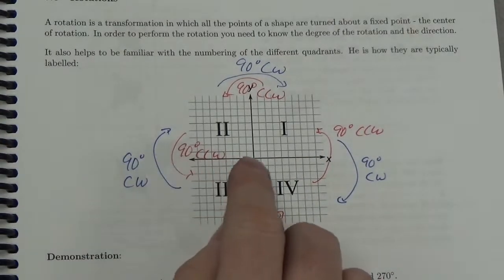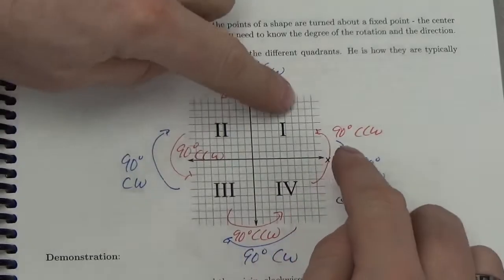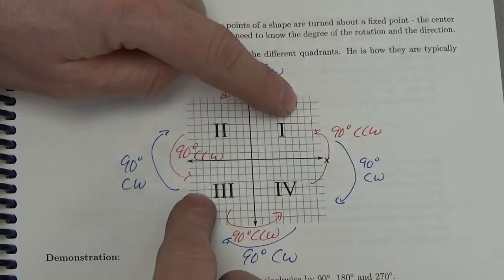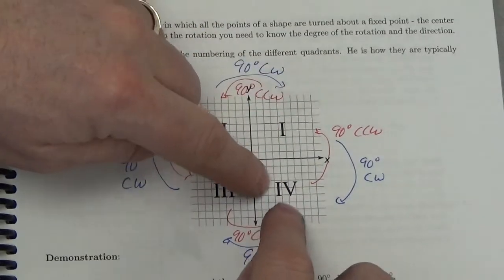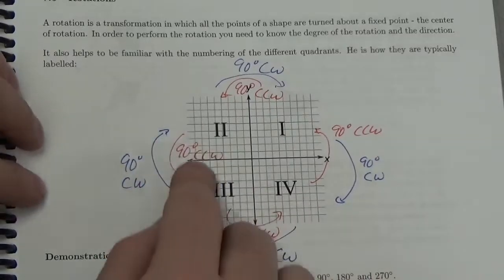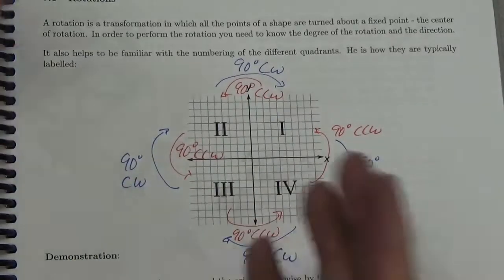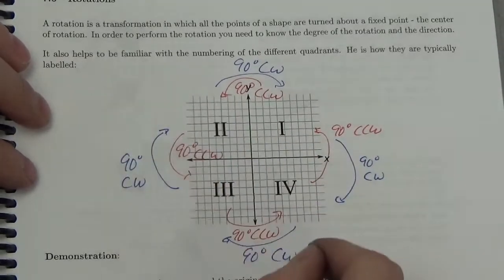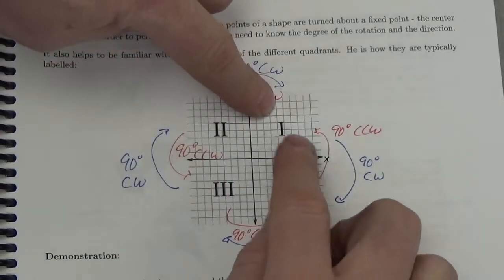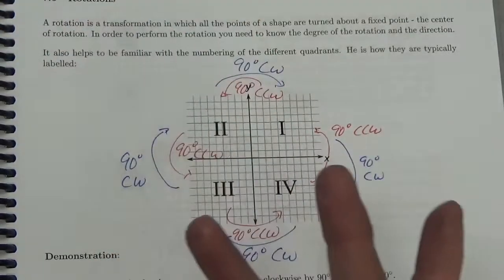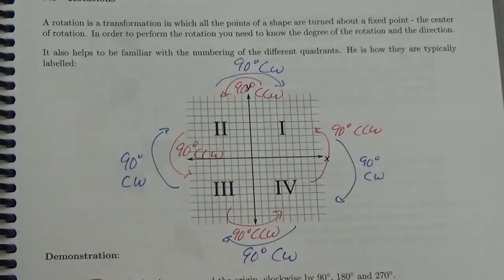Now, 180 degrees is going to be twice that, so from 1 to 3. For quadrant 4, anything that's in quadrant 4, if you rotate it 180 degrees clockwise, it's going to be 2 quadrants over. And then 270 degrees is going to be 3 of those. So for quadrant 1, if you rotate it clockwise 270 degrees, it's going to go here, here, and then here. But we're always going to ask you for degrees that are multiples of 90.